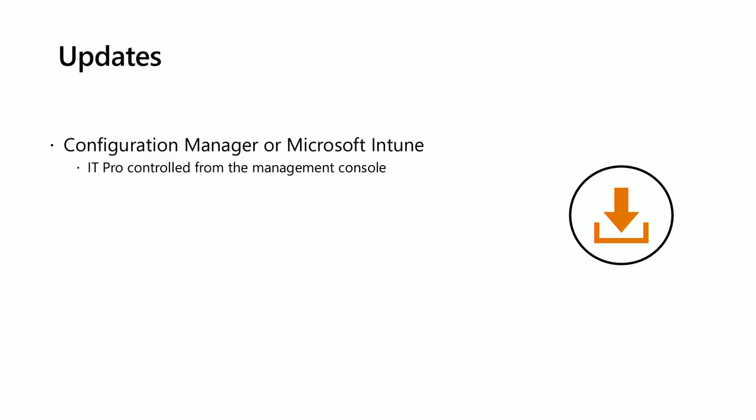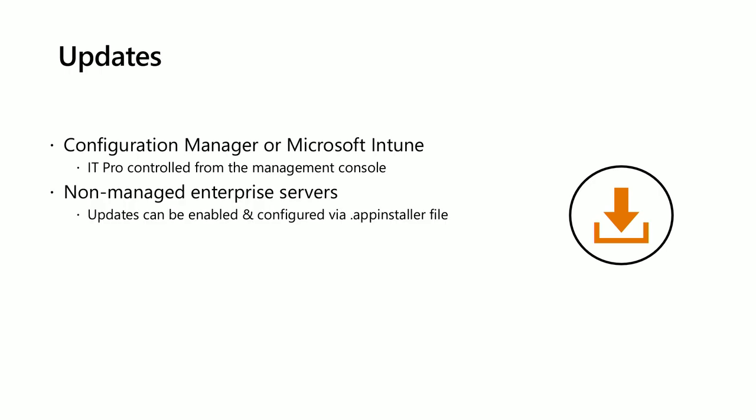Yep. So updates depend sometimes on where you're going to be handling your deployments. If you're using ConfigMgr or Intune, you can still control those the same way that you do today in those consoles. Now, again, if you're in that non-managed enterprise scenario that we demoed earlier, you can enable and configure those updates using that .appinstaller file. Updates in general are based on the app family. So when you update from version 1 to version 2, the packages have an identity that we know and associate so that you can easily move from version 1 to version 2.